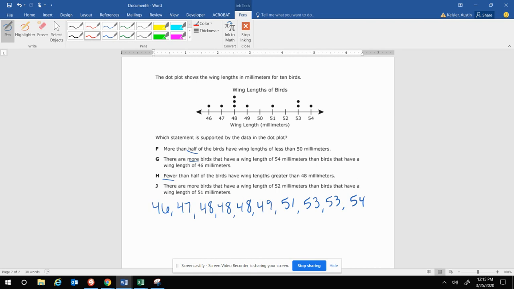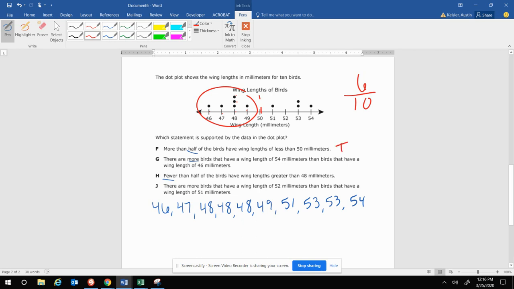I'm going to look at F. It says more than half of the birds have wing lengths of less than 50. Well, the only way I'm going to figure that out is if I know the total number. So if I count, I've got 1, 2, 3, 4, 5, 6, 7, 8, 9, 10. I have 10 dots. So my total is 10. It says more than half are less than 50. Well, 50 is right here. So anything less than that would be all of these. So if I count those up, I have 1, 2, 3, 4, 5, 6. So is 6 out of 10 more than half? Yes, it is. So F is probably going to be our answer.